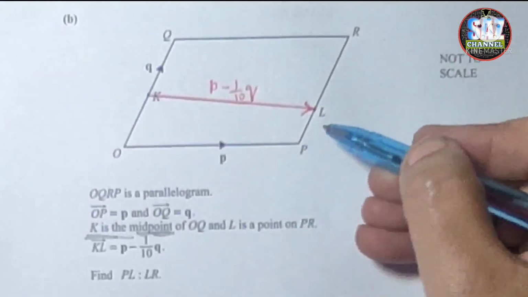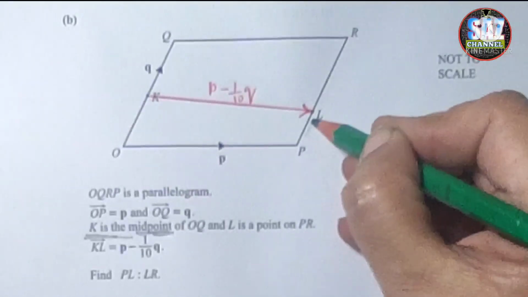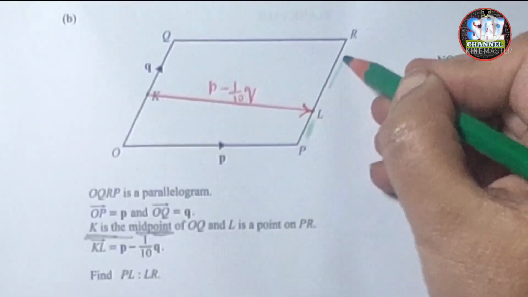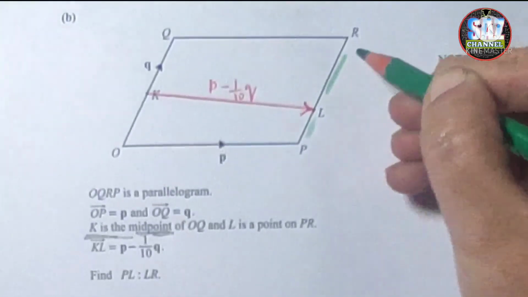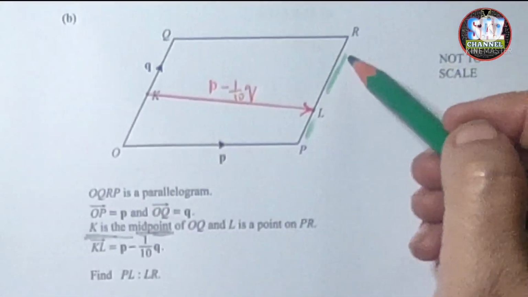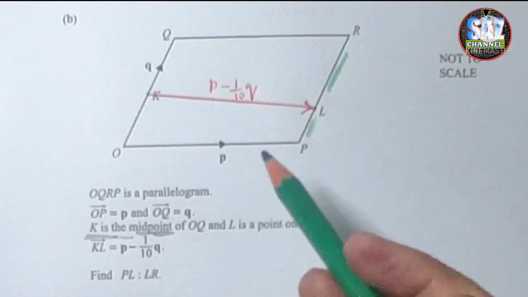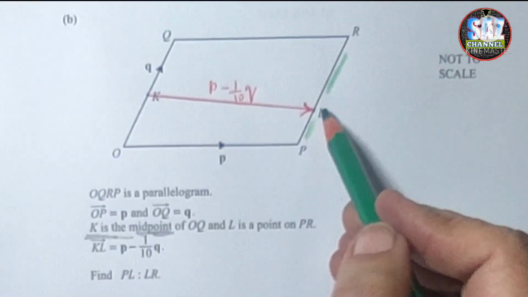Ratio of PL and LR. We have to find the ratio between this side and this side. So first of all, we need to find the PL length and then the LR length, and then we can go for the ratio. So let's think about how to get the PL length.